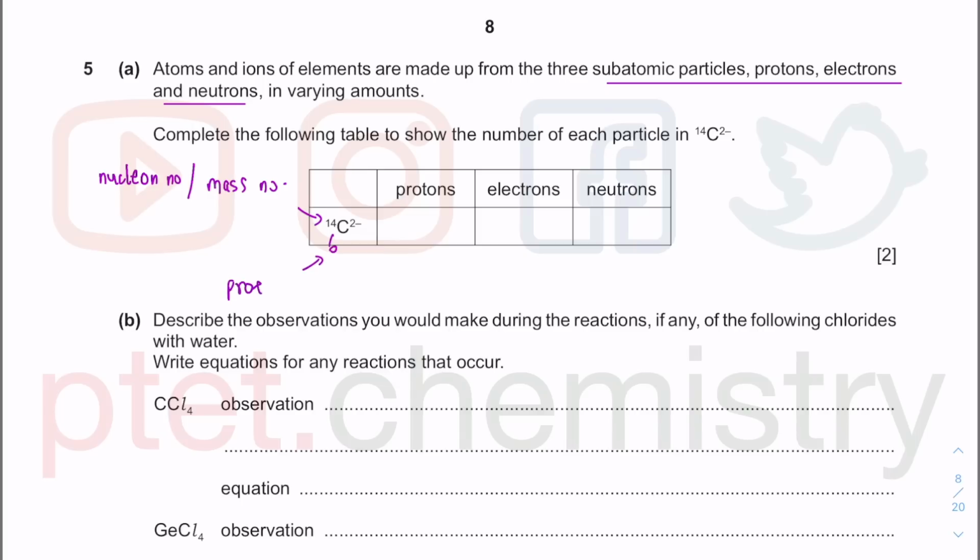That is the proton or the atomic number, so we have 6 protons there. We have a 2 minus charge there, because we have gained 2 electrons, so there are 8 electrons. We have 14 minus 6, which is 8 neutrons, for this isotope of carbon-14.